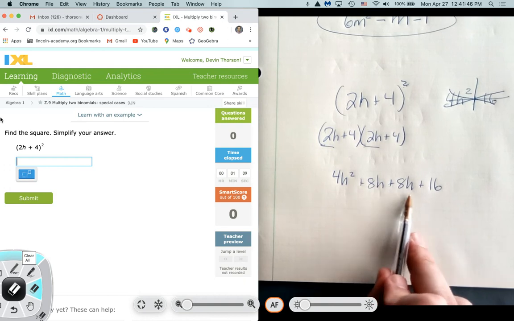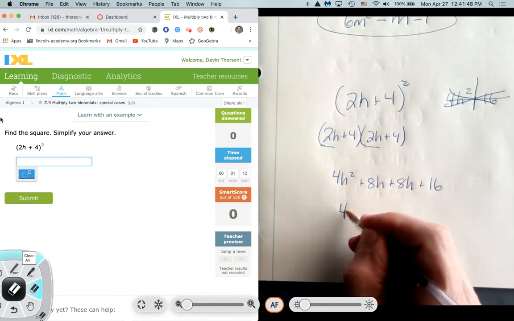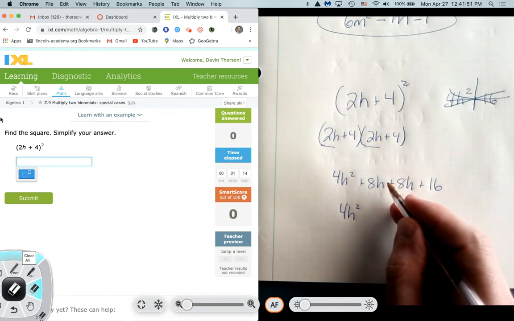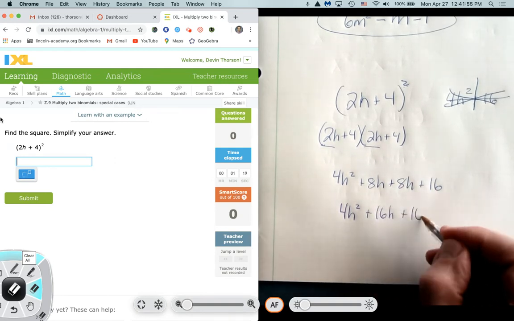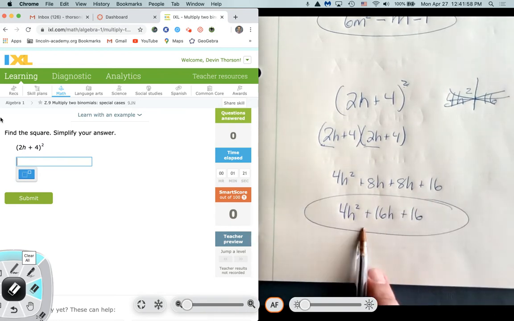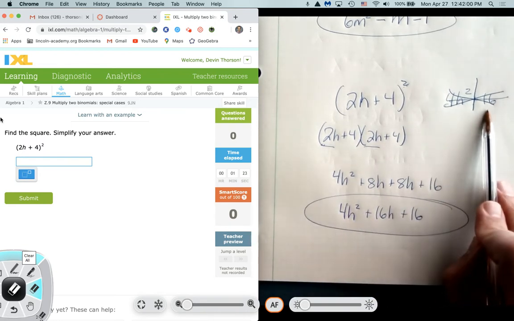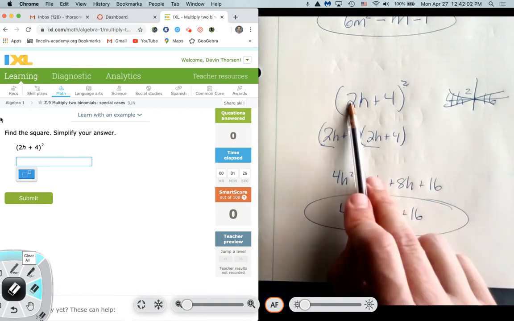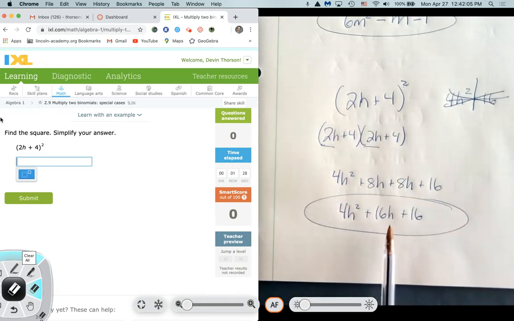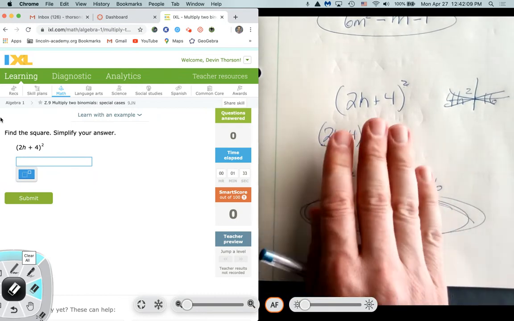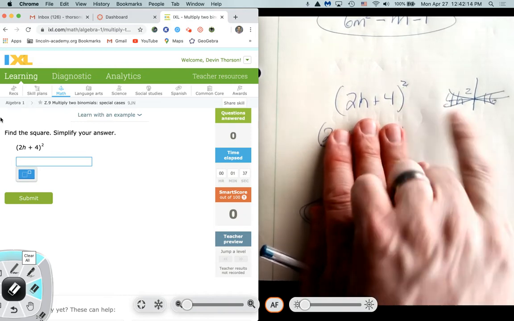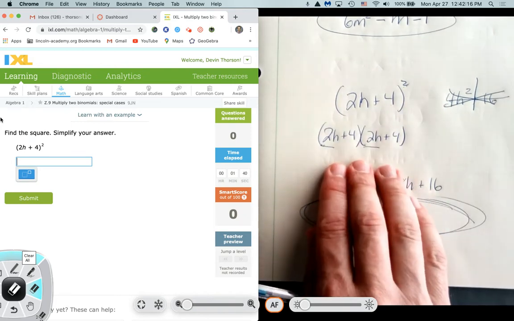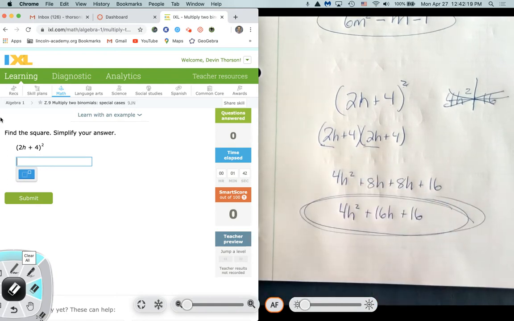I have two middle terms that combine. So I have my 4h squared, that's the first term. I have my 16h, and then I have my 16. So I have three terms. And you notice the one up here, I lost my middle term. If you just square both individually, you lose the middle term. So we get this three-term expression. So don't confuse it when you see an exponent like this on the parentheses. If you need to, write them out separately and then do your distributing.